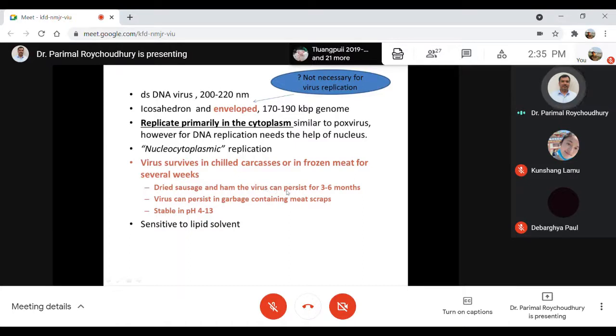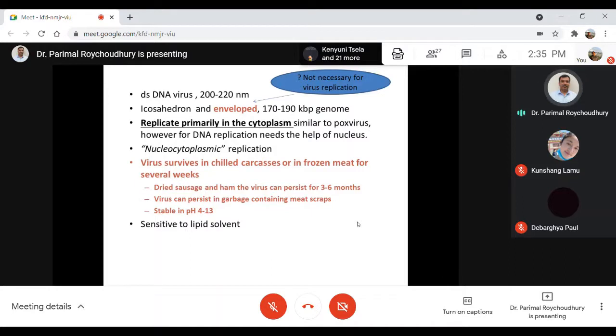So in dried sausages and ham, these are some of the statistics, say 3 to 6 months. Even in dried sausages, the dryness is not going to inactivate the virus. So the virus can persist in garbage containing meat scraps. Some of the finest epidemiological investigations reveal that on airplanes, when meals are offered with pig sausages and processed pig products and reach a country, they throw all the waste into garbage, and near the airport when pigs scavenge those garbage, then an outbreak of African swine fever is recorded in certain countries.